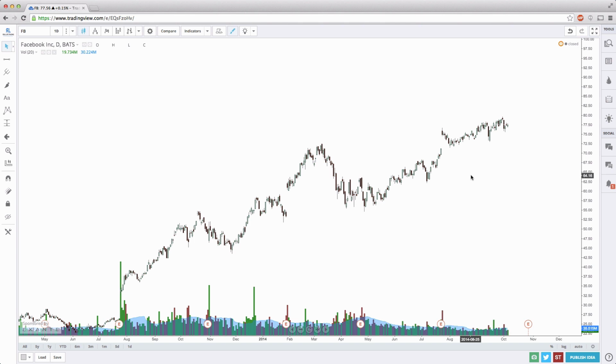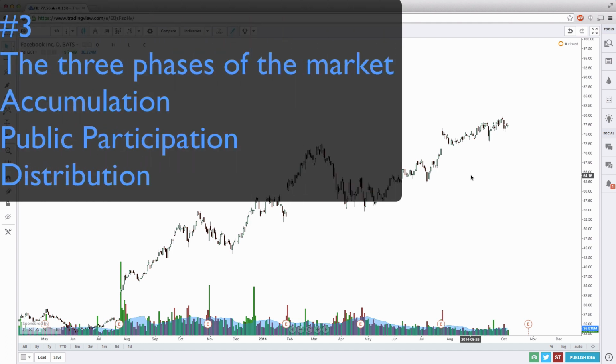So don't worry, ladies and gentlemen, about picking the very, very bottom. Do not worry about picking the very, very top. Let the trades confirm. Let the chart patterns and the candlesticks and the volume and yes, a little bit of the indicators help you out in understanding where the top might form, where the bottom could form. But what will help you in many, many more cases is something called the 3 phases of the market, which are my favorite. The 3 phases of the market are accumulation, public participation, and distribution.